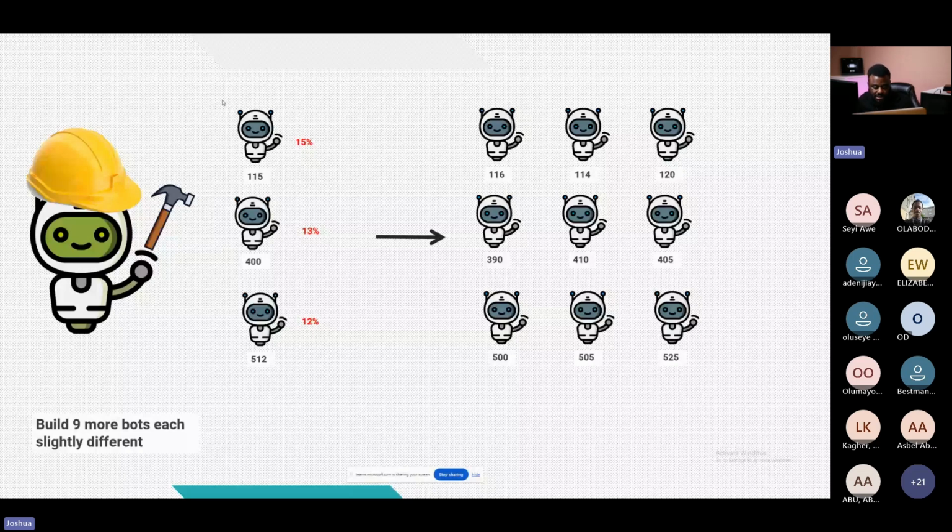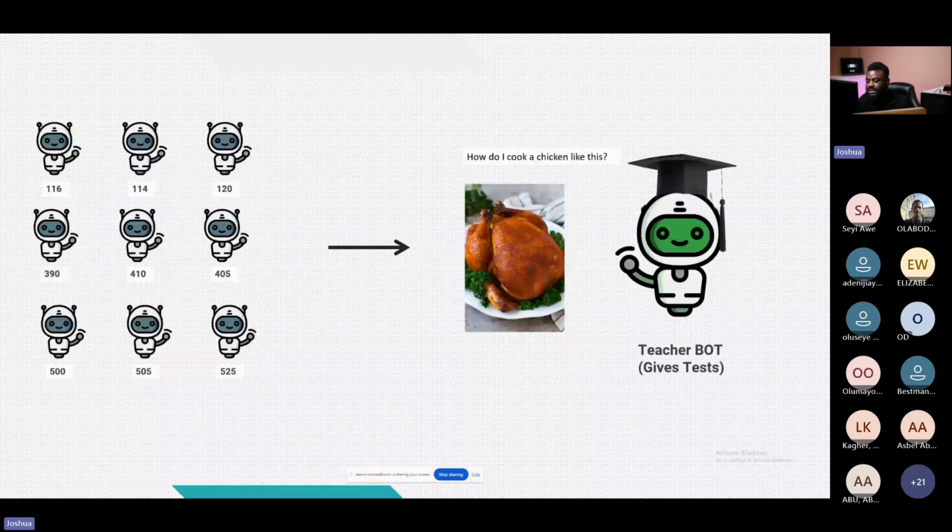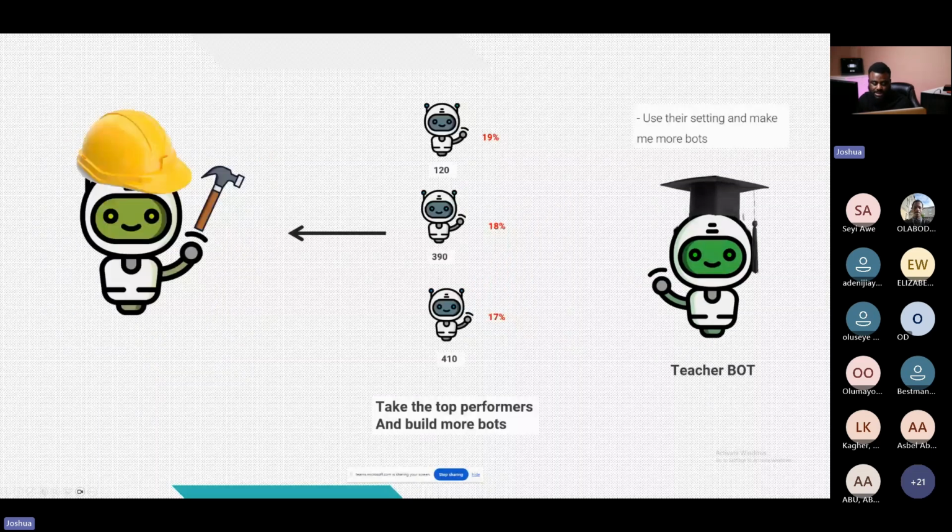So they'll go back to the teacher bot again and say, okay, fine, here we have a new set of bots, grade them. The teacher does his grading, says, okay, fine, these new 3 guys perform the highest. It goes back to the builder guy and says, okay, fine, I still don't have the perfect chicken, but these are the 3 best guys from the last generation. Give me a new generation using these guys as your starting point. And the loop goes over and over and over again.